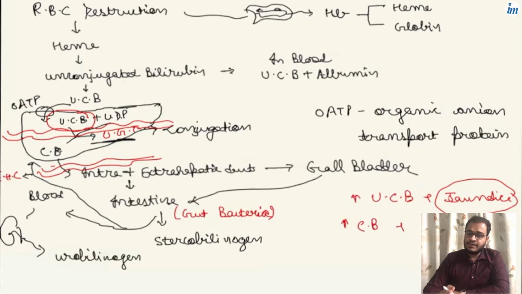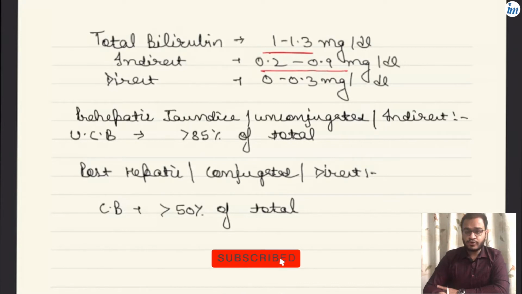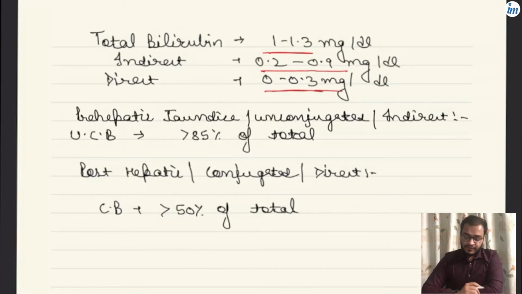So jaundice is basically a syndrome which can be found in many diseases as a manifestation. So let us discuss one by one. But before we discuss jaundice, I also tell you the normal levels. Normal level of total bilirubin is 1 to 1.3 milligram per deciliter. Indirect or unconjugated bilirubin is 0.2 to 0.9 milligram per deciliter, and direct or conjugated bilirubin is 0 to 0.3 milligram per deciliter.